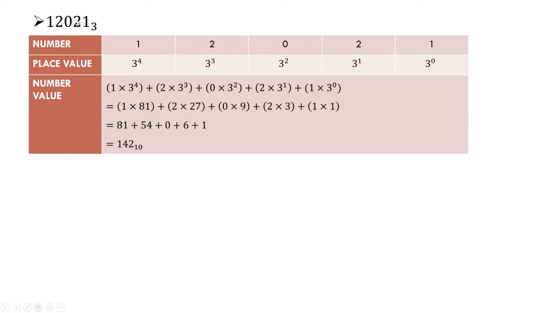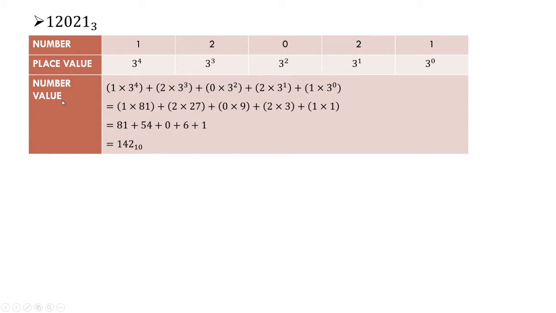Okay, the second example is 12021 base 3. For the first row is the number, we arrange the number 12021. The second row is the place value. We start from the right: 3 power of 0, 3 power of 1, 3 power of 2, 3 power of 3, 3 power of 4.